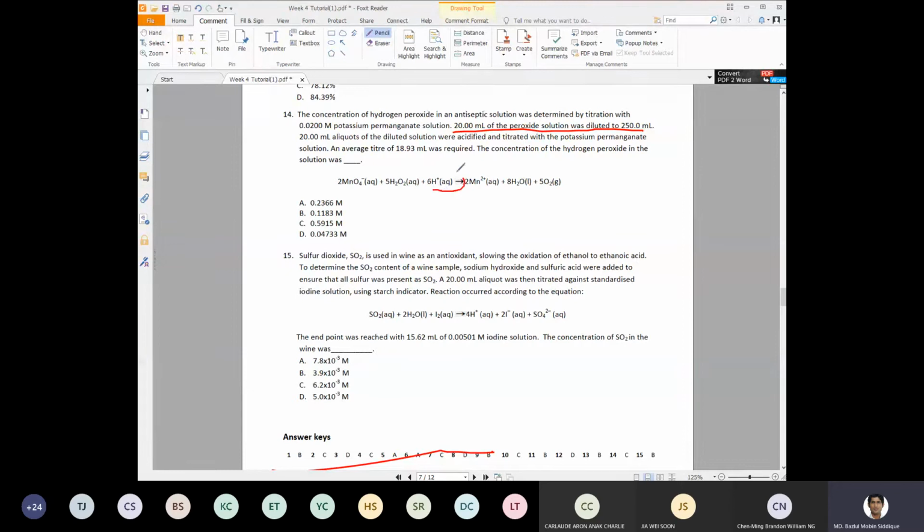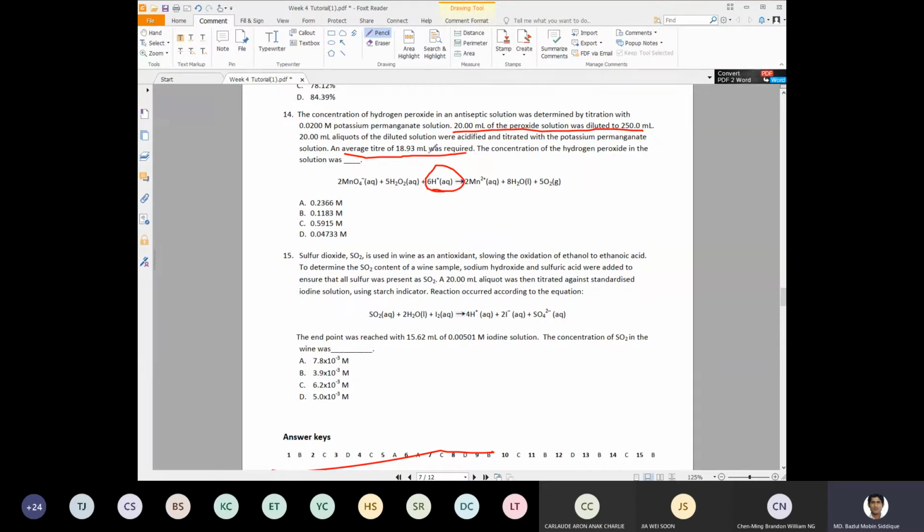Acidified because this reaction is happening in an acidic medium. Because of this redox reaction, it needs some hydrogen ion to produce the water molecule from the oxygen that is liberated here. So it has to be in the acidic medium. And an average of 18.95 milliliter was required.